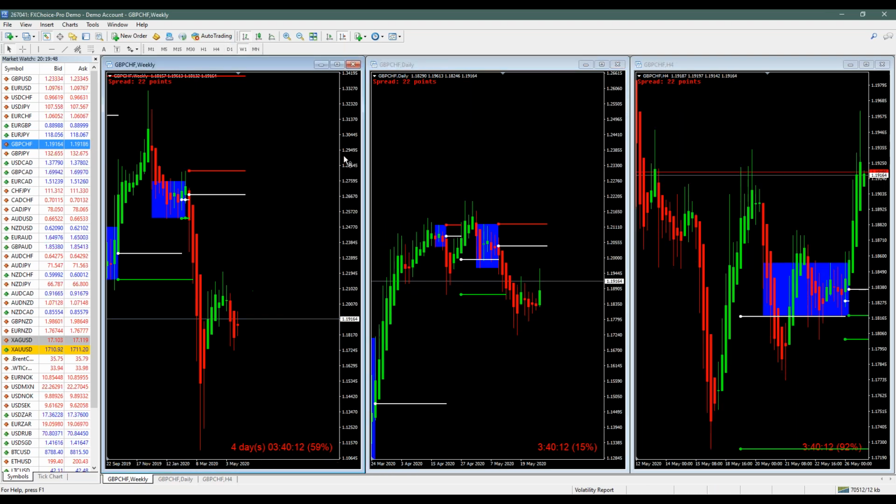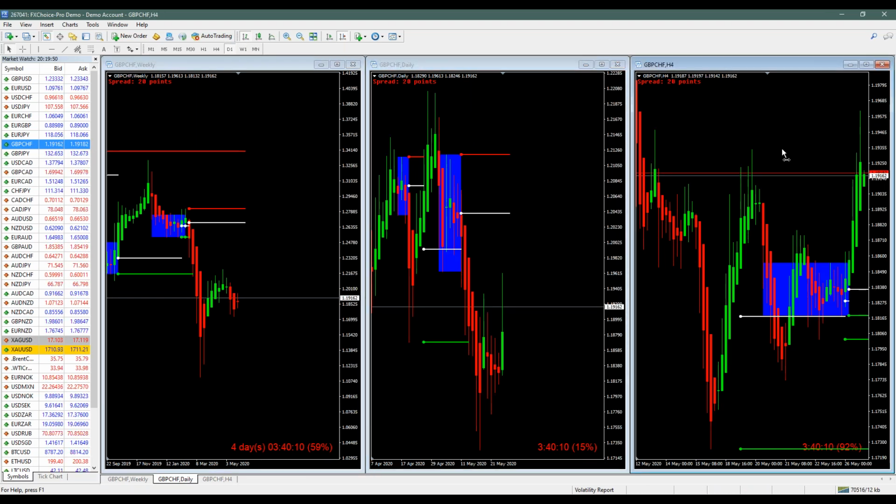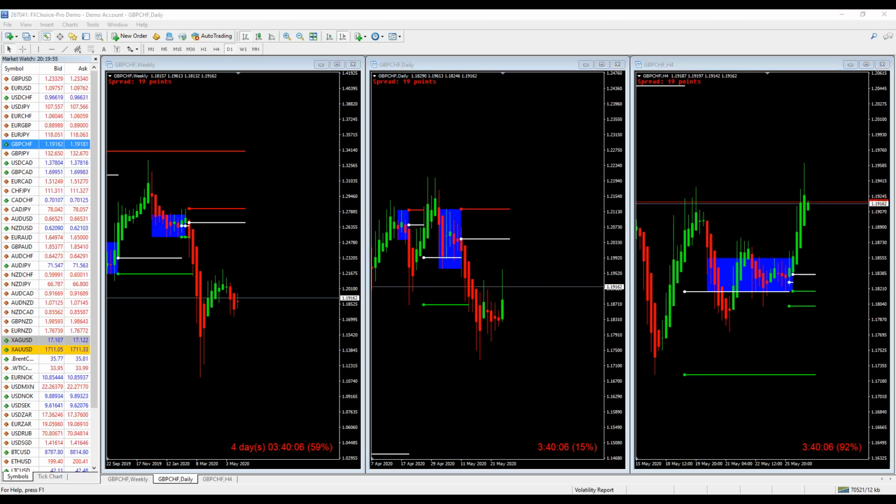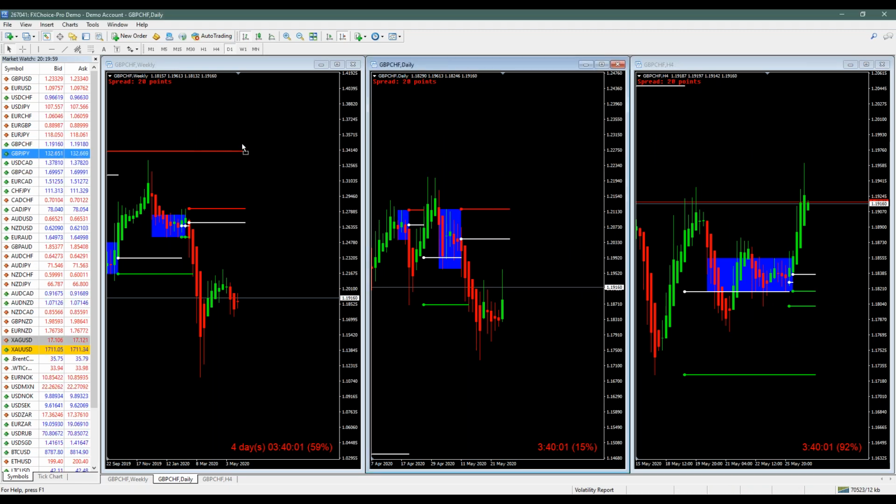Pound franc looks pretty far gone. I think that there's nothing here right now, at least on the weekly. Yep, agreed. Pound yen.